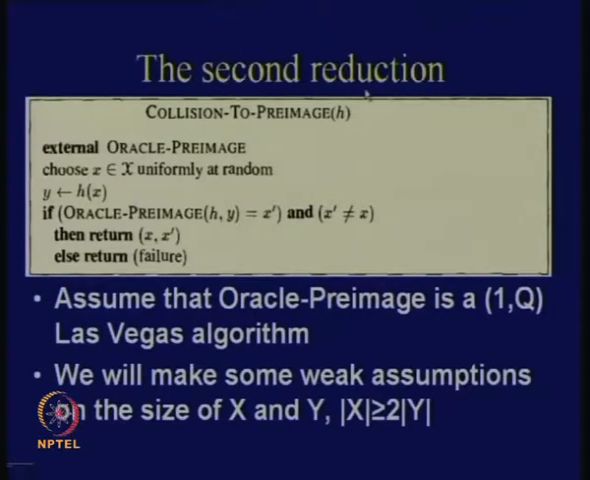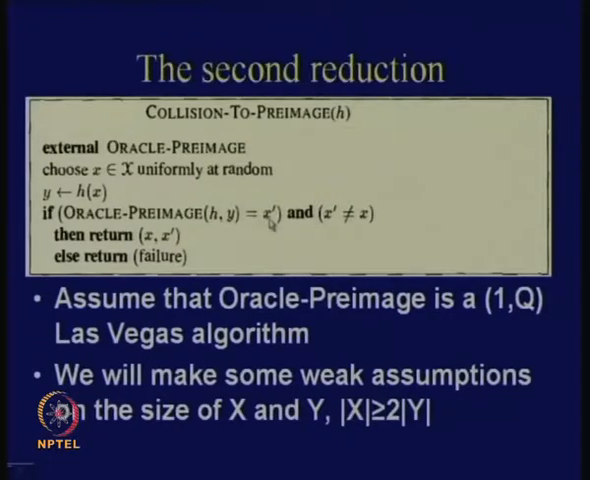So, collision to pre-image. What is the difference in this case? The problem is that I need a collision for a value x. So I choose an x at random, and then compute the corresponding hash value, h of x, and the oracle pre-image is then asked h comma y. So y is asked as a question, and it returns an x dash.